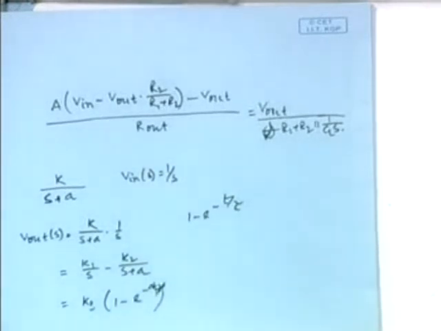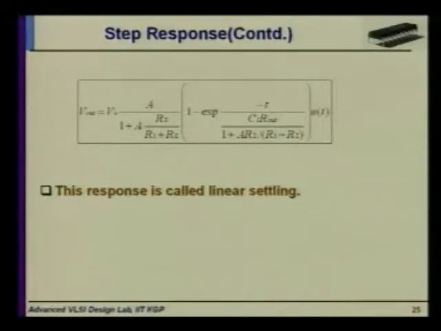So you all know CL, R out, open loop gain A and R2, all these things are known to us. So easily we can calculate tau. So what should be the settling time? Can you tell me? How can we determine the settling time?